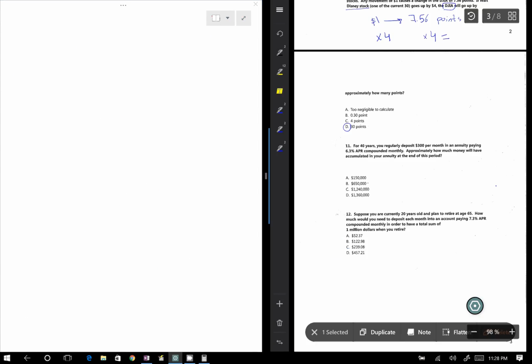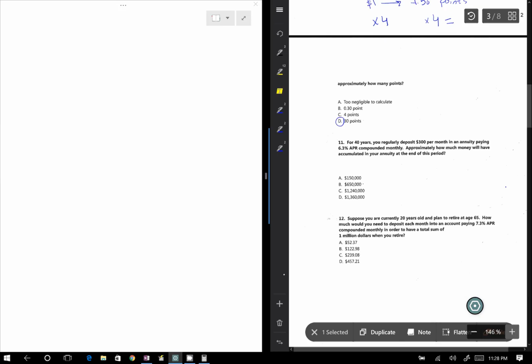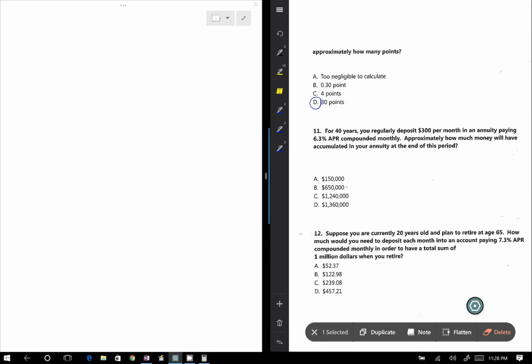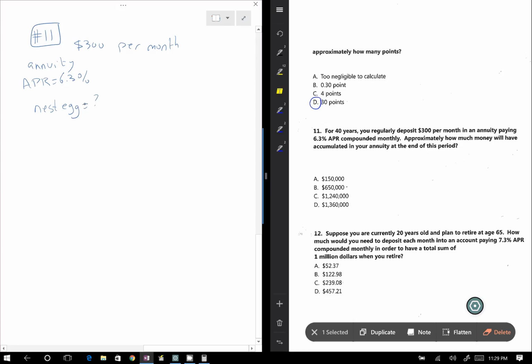Okay, so we continue, and we have problem 11. For 40 years, you regularly deposit $300 per month in an annuity, paying 6.3% APR. And this is annuity, so they spelled it out for us. You don't have to do any assumption. Approximately how much money you will have accumulated in an annuity. So basically, what's the size of your nest egg at the end of this period?